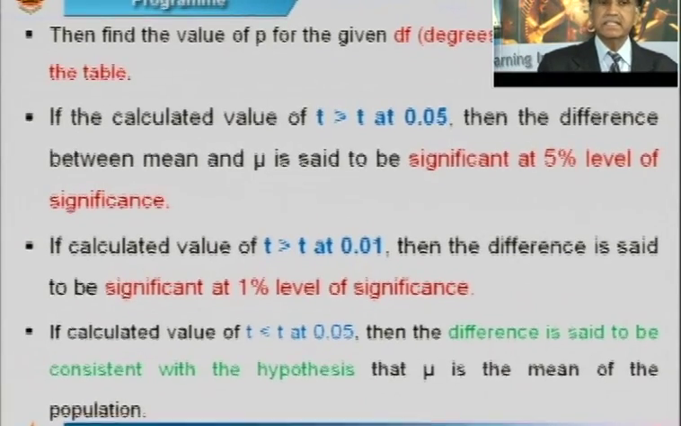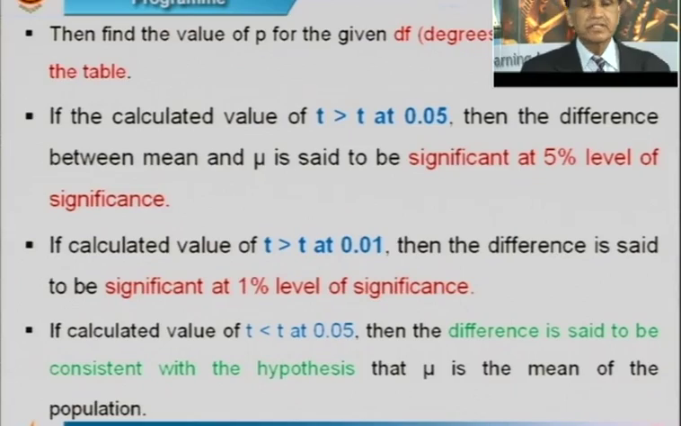On the other hand, if the calculated value of t from the student t-test is greater than the table value at 0.01, then the difference is said to be significant at the 1% level of significance. If the calculated value of t is less than that at 0.05, then the difference is said to be consistent with the hypothesis that mu is the mean of the population. That means mu and x bar. Remember, these two notations will play the major role, directly with the basic statistics.